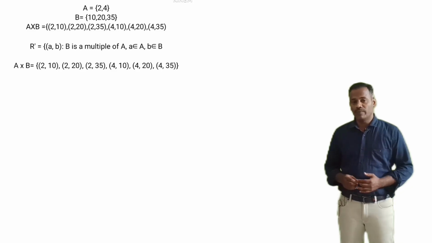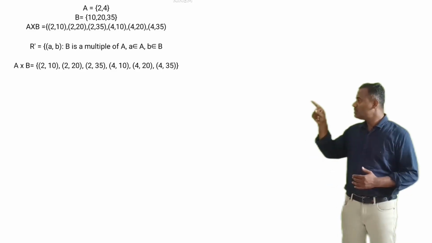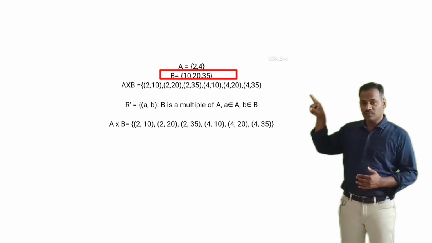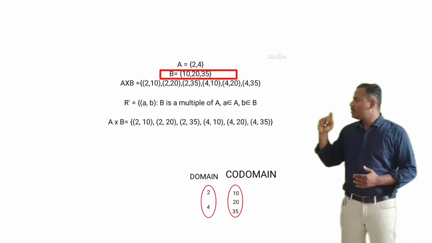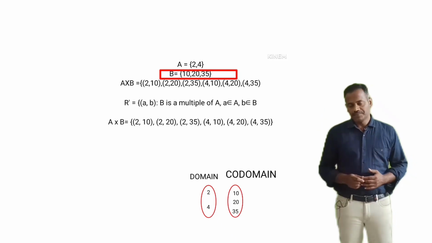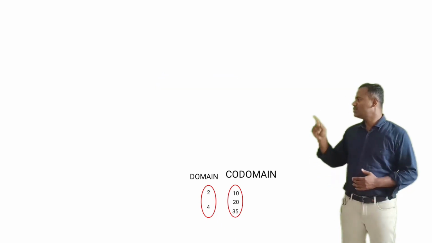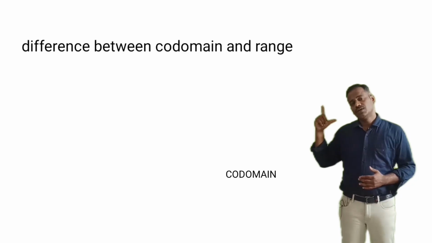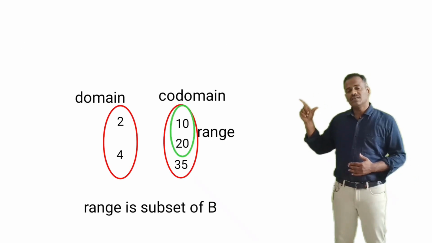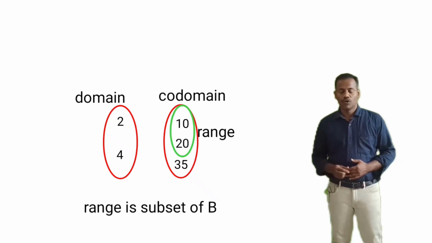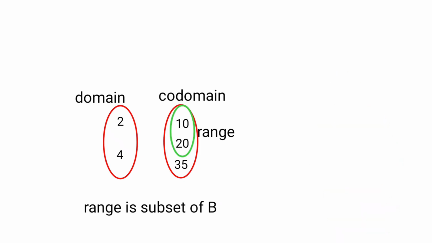And finally, codomain. What is meant by codomain? The whole set B is called the codomain. So the codomain is {10, 20, 35}. So what is the difference between the codomain and the range? That is, the range is a subset of B. Hope you understood. We will see in the next video.